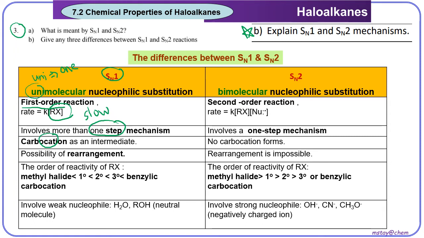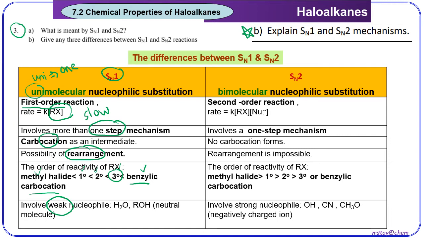And then due to the formation of carbocation ion, there is possibility to do rearrangement. Again, because the carbocation ion might be formed, the tertiary carbocation ion is the most stable. So from here we know that benzylic carbocation ion is more stable than tertiary carbocation ion. So the reactivity will increase from the methyl halide, primary, secondary, tertiary, and the most reactive towards Sn1 will be the benzylic carbocation ion, and it always involves a weak nucleophile.